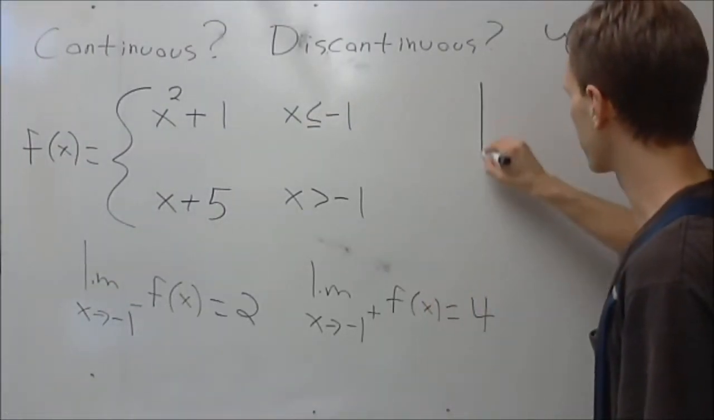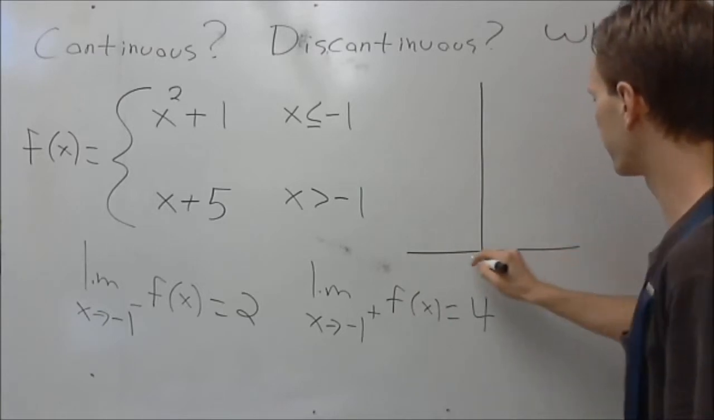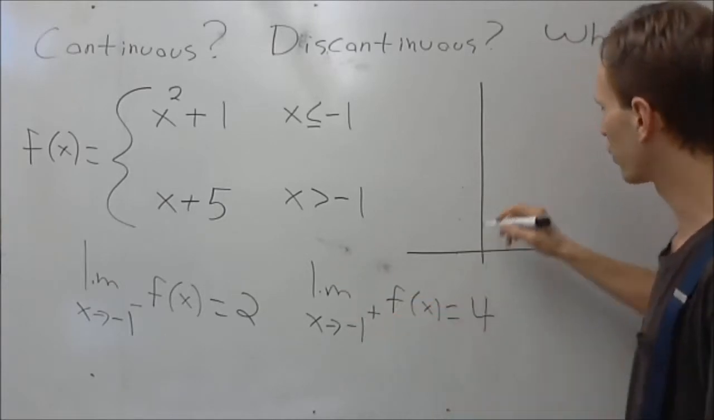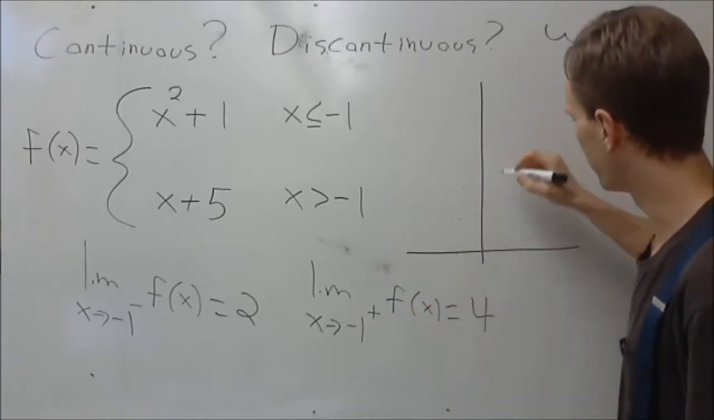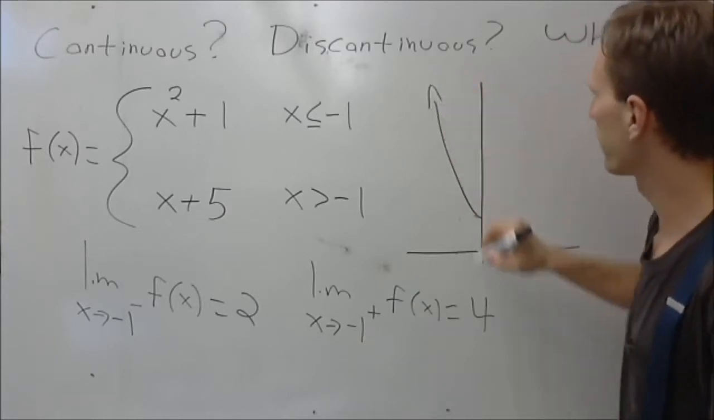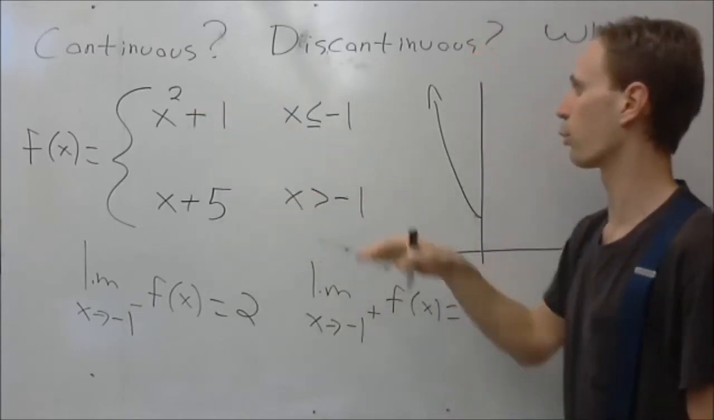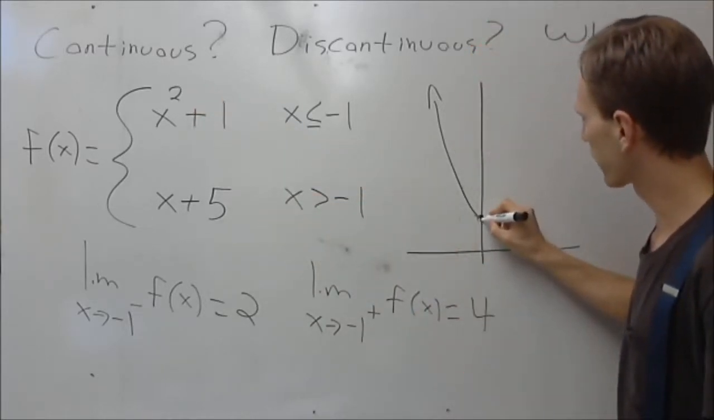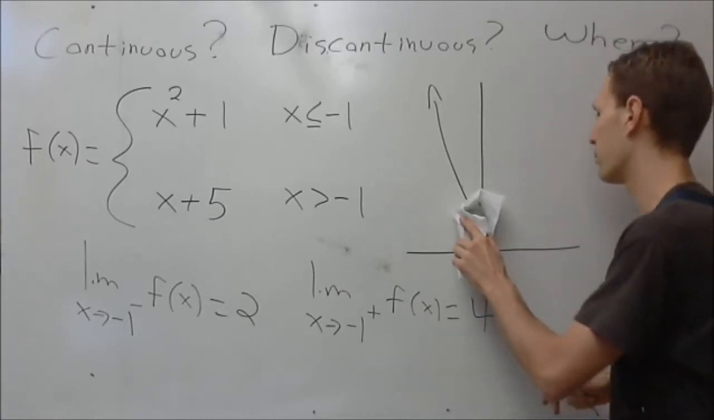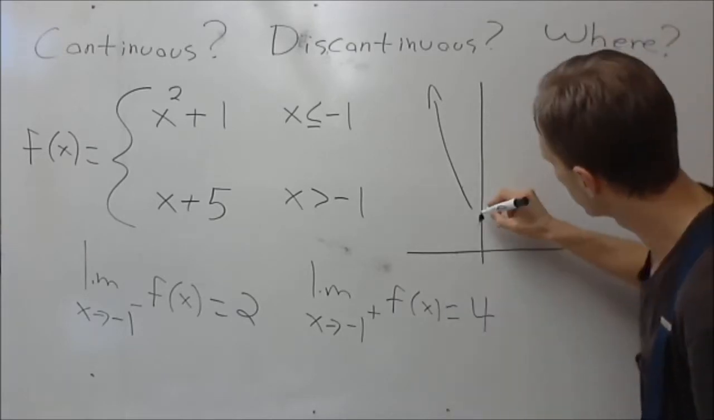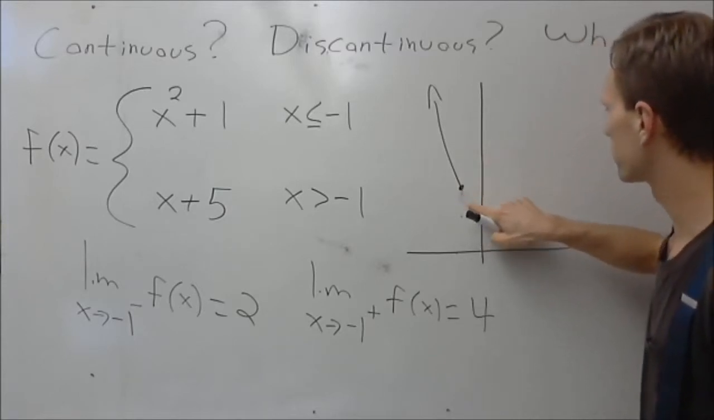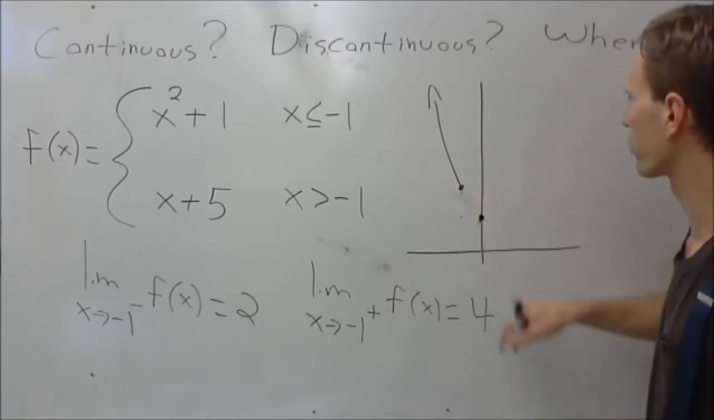To show you what that looks like, here's the graph. Here's -1, and here is 2. The function x squared plus 1 looks like this. It's the parabola x squared shifted up 1 unit, and it only acts like that if x is less than -1. So I started drawing it here, but I really should have gone here. There's a dot there. So that's the portion of the graph that's a parabola.